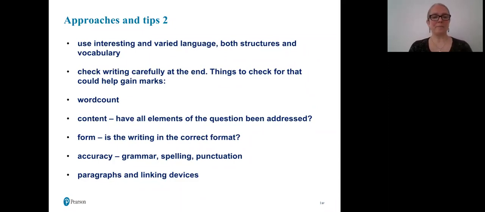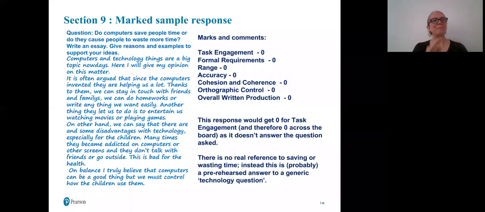So our last job for today is just to have a look at a sample response for question 9, section 9, which hasn't scored any marks, because I'd like to show you how this can sometimes happen, in the hope that you can then discuss this with your candidates and it's something that can be avoided in future sessions. So this is a response to the second option on this question paper. Do computers save people time, or do they cause people to waste more time? Write an essay, give reasons and examples to support your ideas.